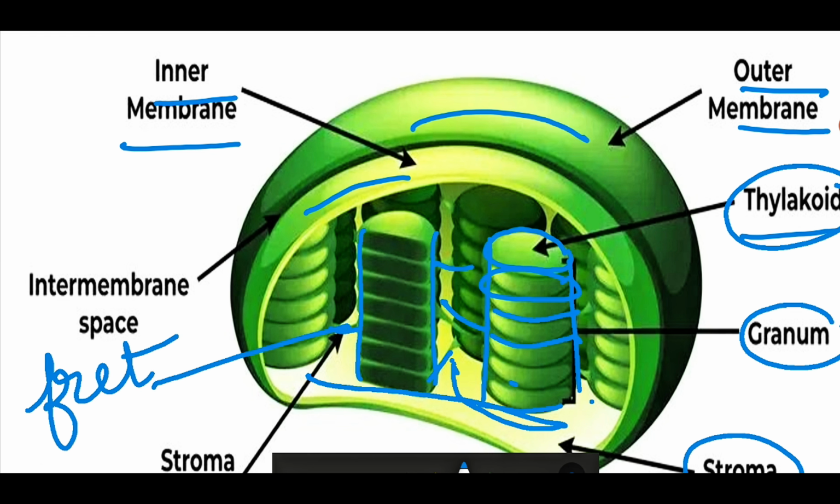So this chloroplast is mainly contained in the mesophyll cells, which are located between the upper epidermis, as we have studied, and the lower epidermis. They are also found in the guard cells of the stomata and the outer layer of the young green stems. Okay, so I hope this is clear to you.